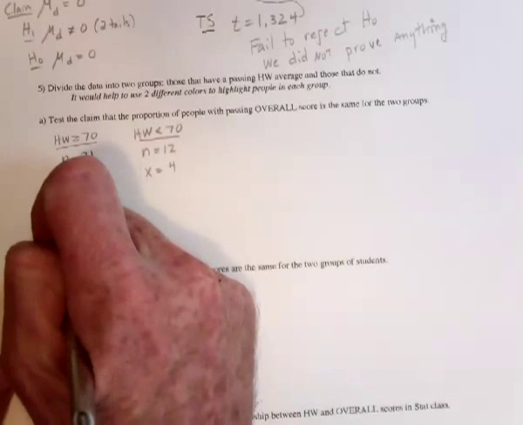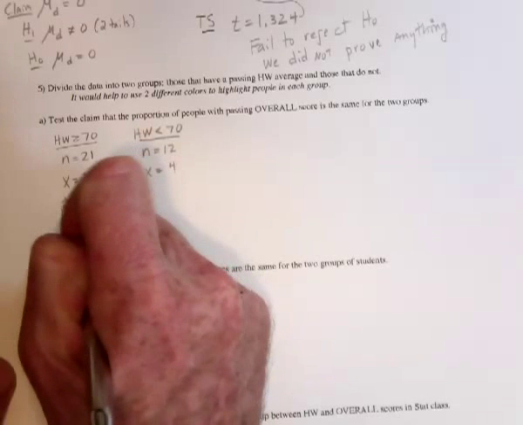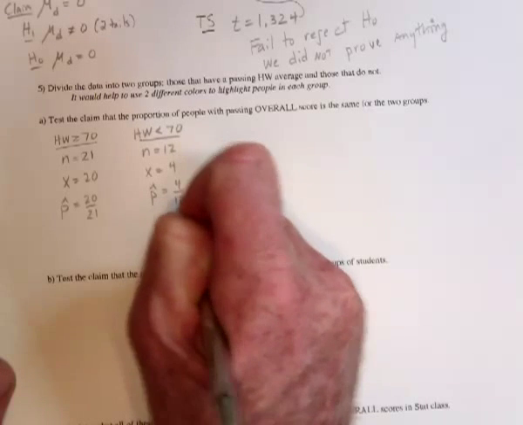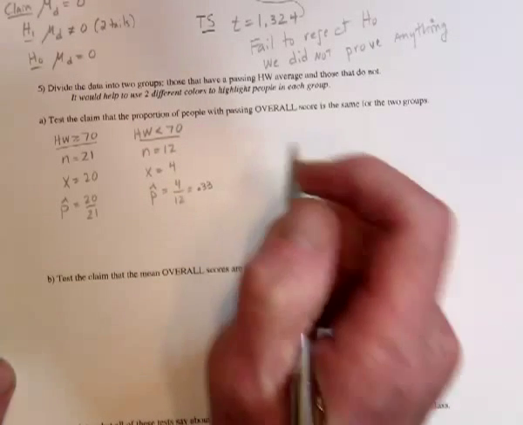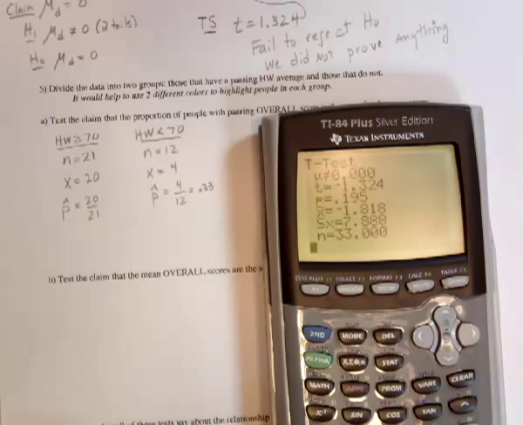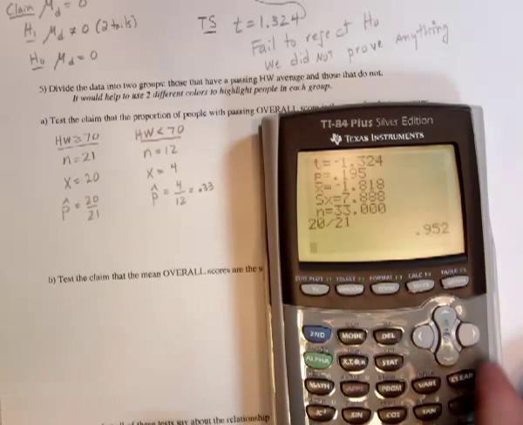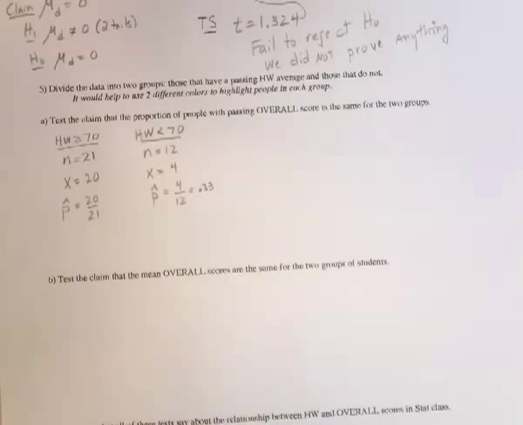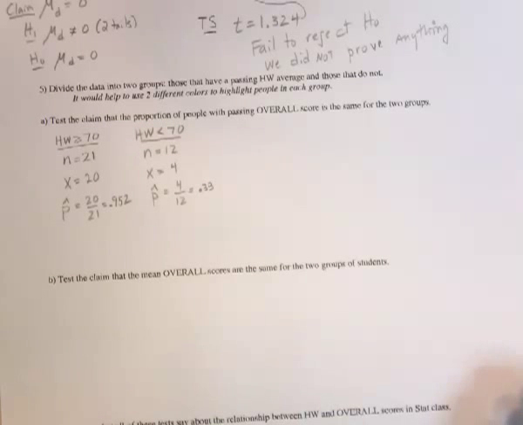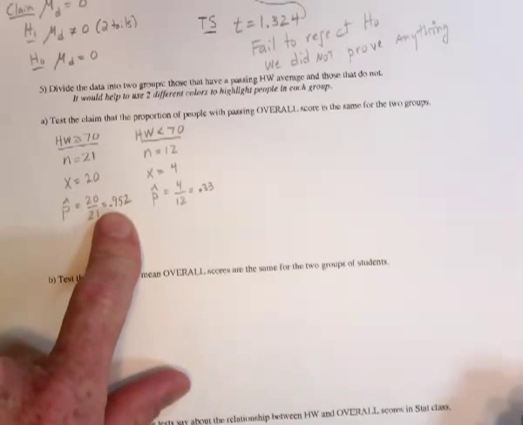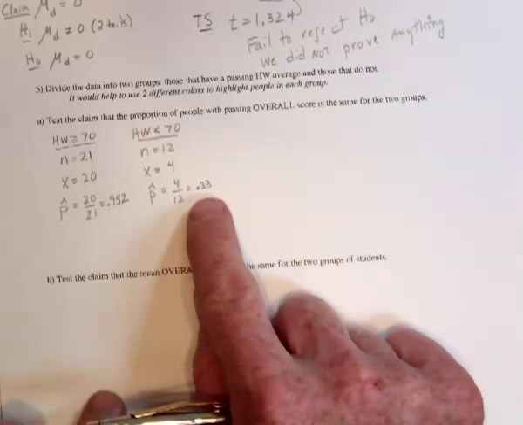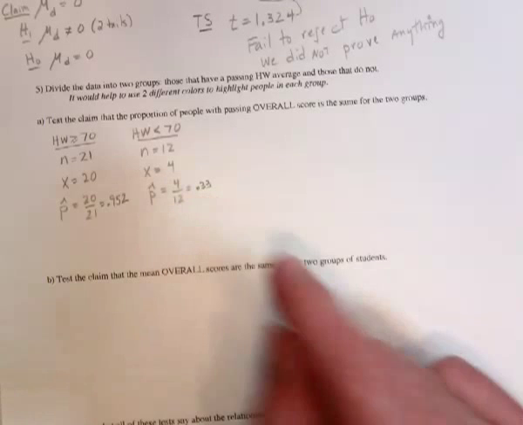So for each one you can find the proportion. This would be 20 out of 21. This would be 4 out of 12. I know that that's a third, so that's going to be 33%. I don't know the other one. 20 divided by 21. Okay, now I know the other one. 95.2. Wow, look at that difference. If you do your homework, the chances of passing the class, 95%. If you don't do your homework, the chances of passing your class, 33%. That's a not so subtle message.